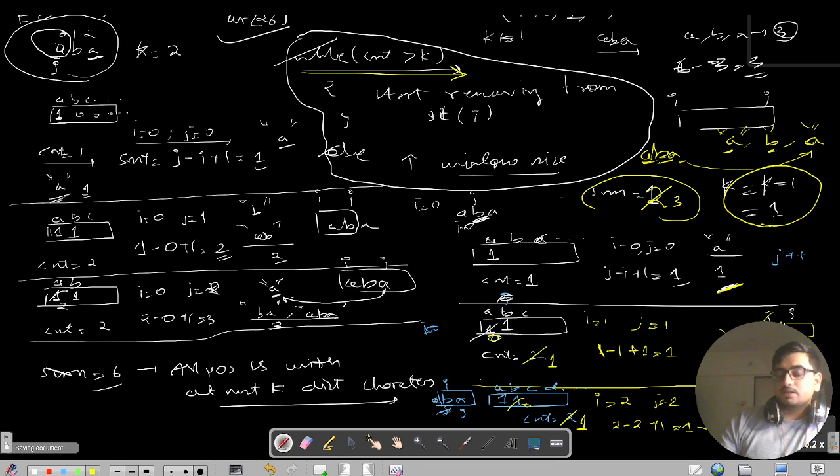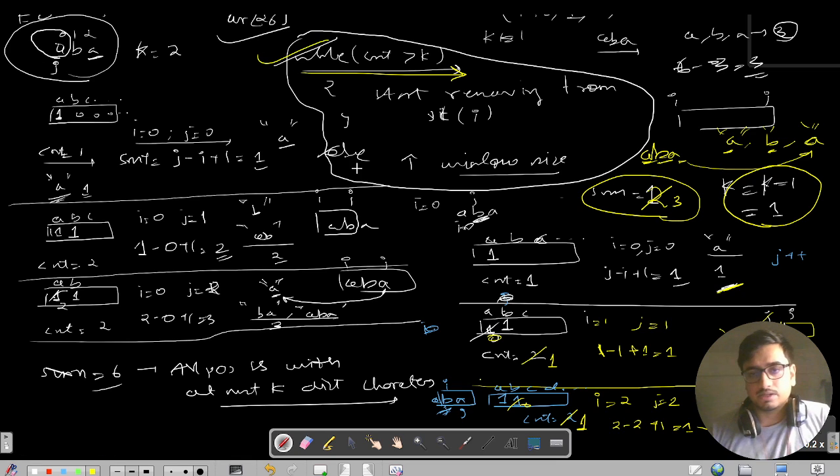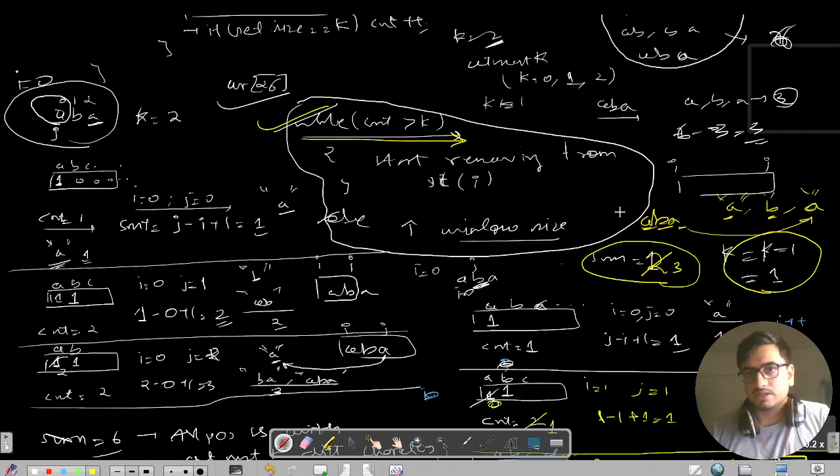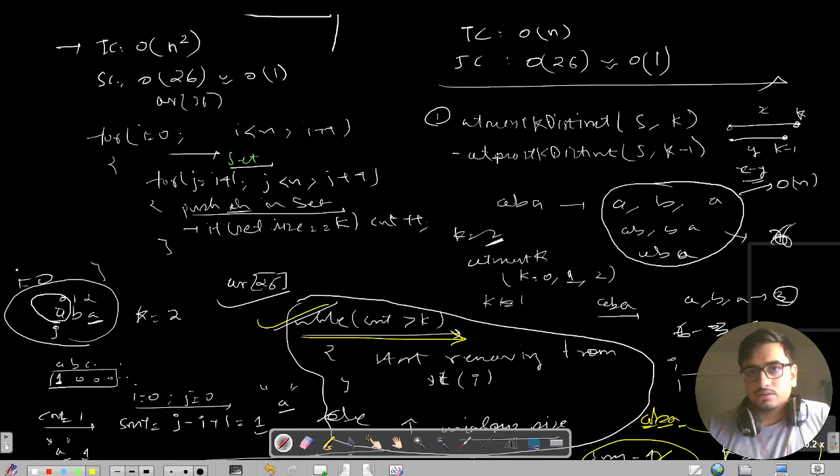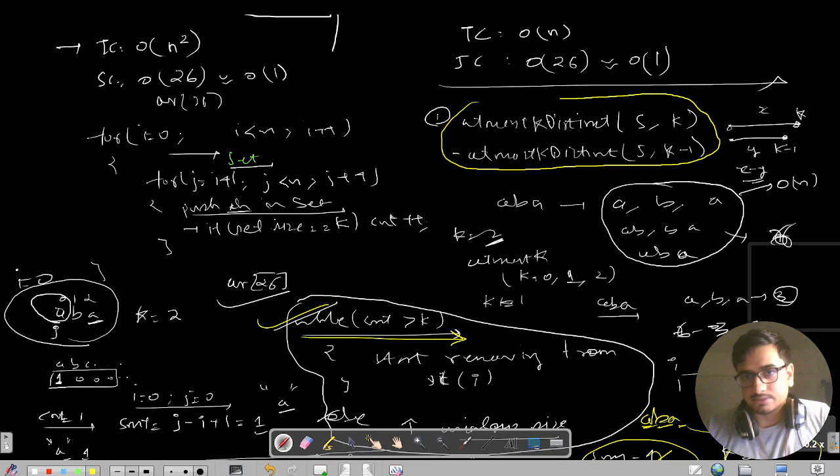Now I have shown you the dry run. I will not show you the entire pseudo code. For the hint, you can take the help of this pseudo code and try implementing by yourself. And at last, what you have to do is just return from this particular function. Make a function, name it atMostKDistinct, and just return atMostKDistinct with parameters s, k and s, k minus 1. Yeah, that's correct.